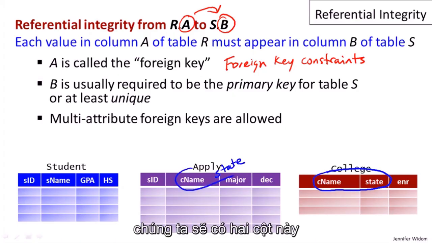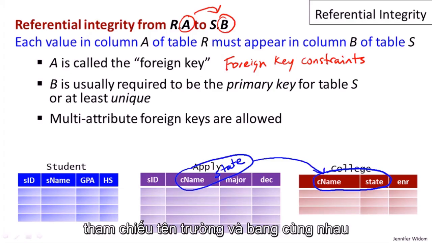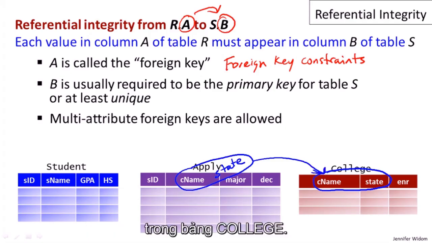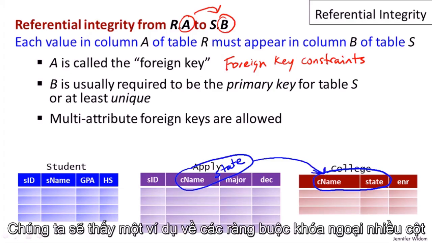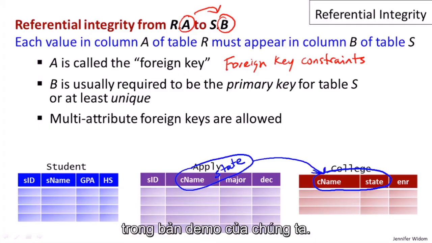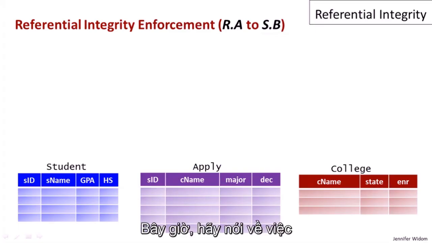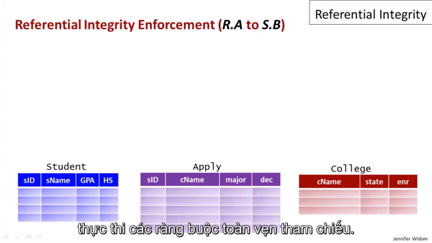And in that case, we would have these two attributes together as the foreign key, referencing the college name and state together in the college table. And we'll see an example of multi-attribute foreign key constraints in our demo. Now let's talk about the enforcement of referential integrity constraints.